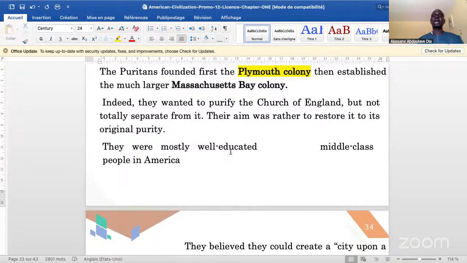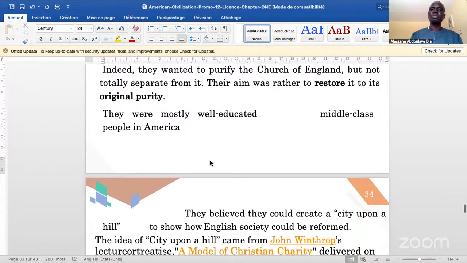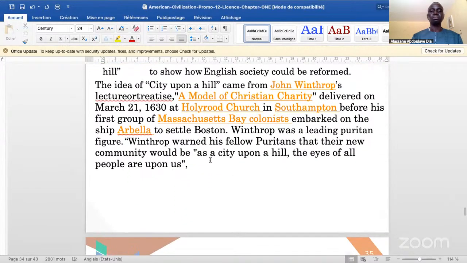So these Puritans, again, to help you understand, their objective was to purify the Church of England, but not totally to separate from it. That's what some people say. Some said their aim was rather to restore it to its original purity. Their way was to restore original purity because they thought the church was corrupt. It was not only for God, it was for political things. And one characteristic of Puritans was they were well educated. They were well educated, middle class people in America. All right?